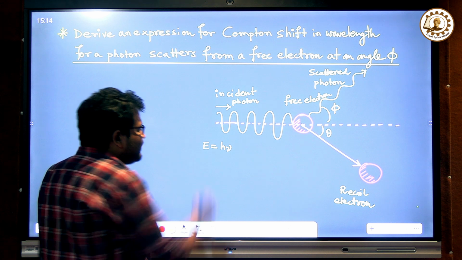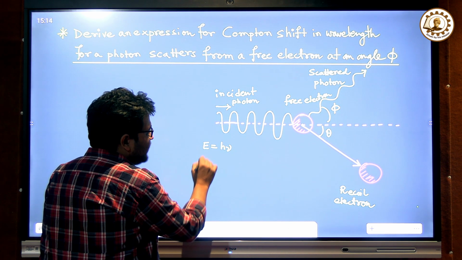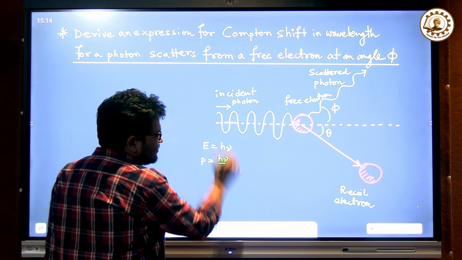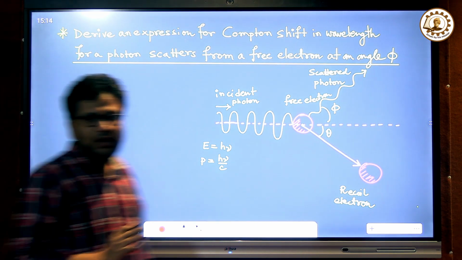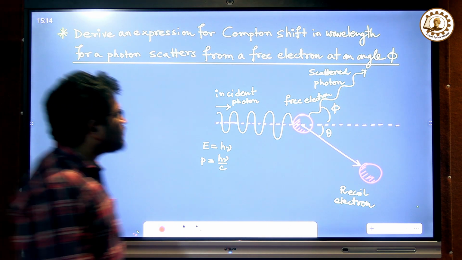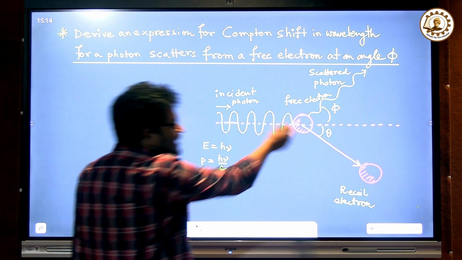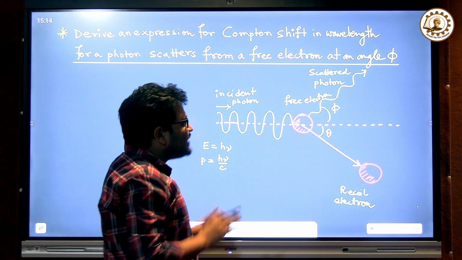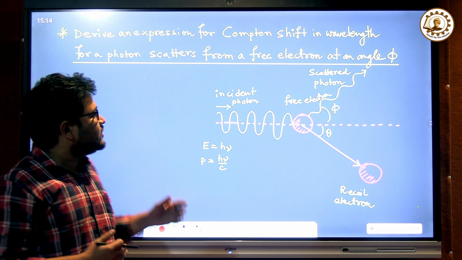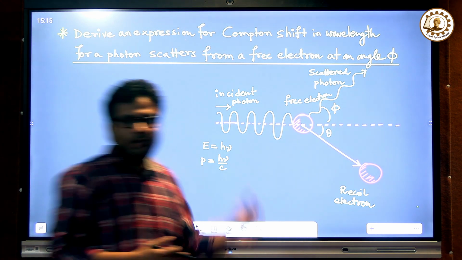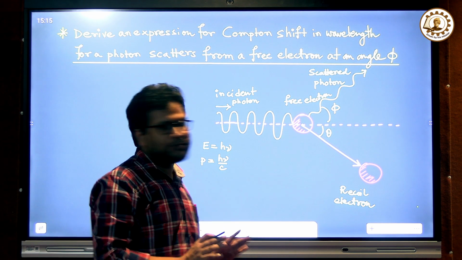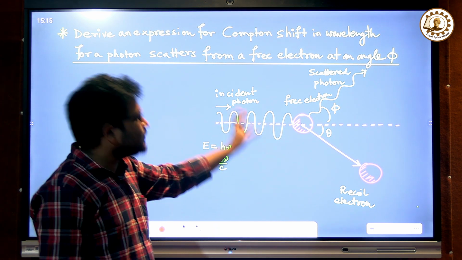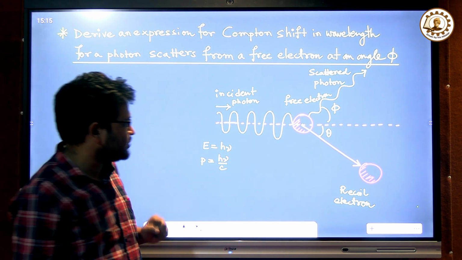So what will be the consequent momentum? The momentum of this incident photon will be h nu by c. So it is the expression for momentum of the incident photon. This incident photon will elastically collide with this electron, which is initially at rest. Elastic collision means the total energy and total momentum before and after collision will remain constant. So this incident photon and this electron at rest will collide together via elastic collision.